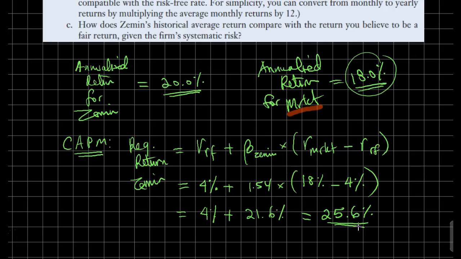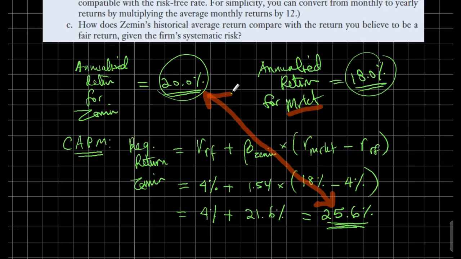However, the realized return is below this value, right? The realized return for Zemin was 20%. This 20% is less than the required return. So in that previous, I believe 6 months it was, our stock actually underperformed.